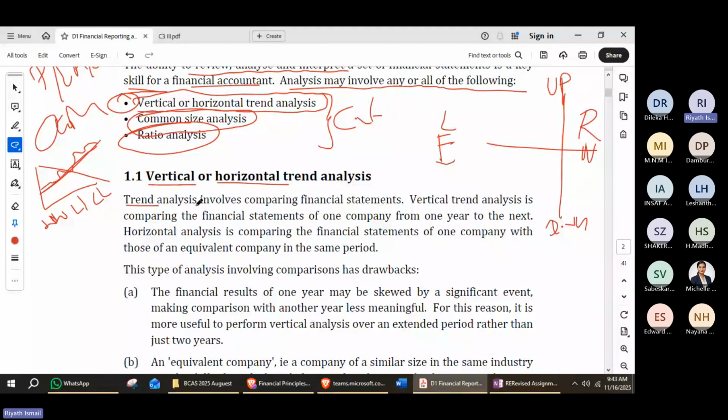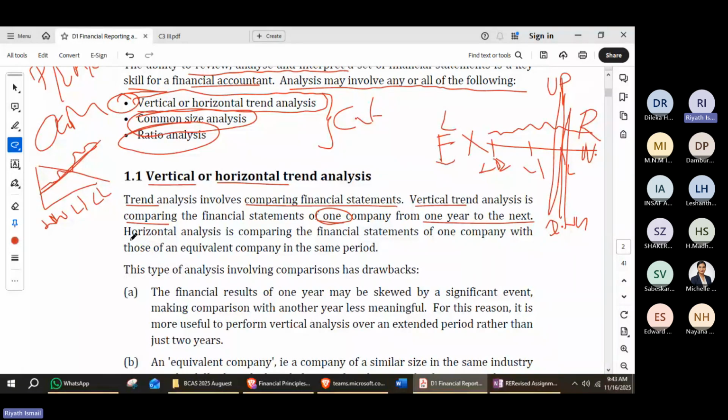The trend analysis involves comparing financial statements, right? We compare financial statements. Vertical trend analysis is comparing the financial statements of one company from one year to the next year, right? Here we put the years 2020, 21, 22, 23. For one company, for example, company X, how the profitability goes up and down. So that is vertical analysis.